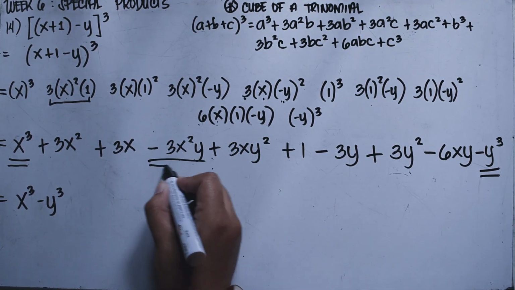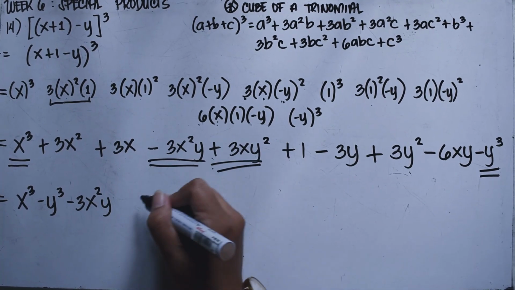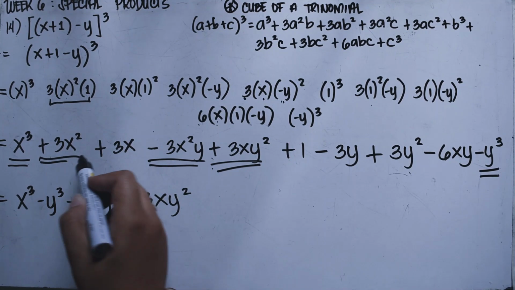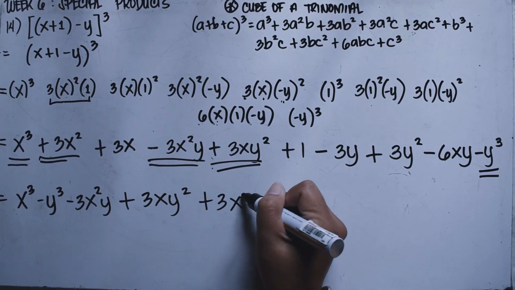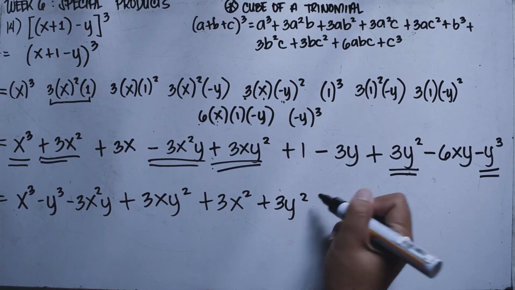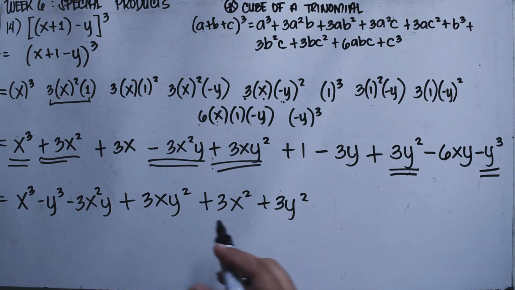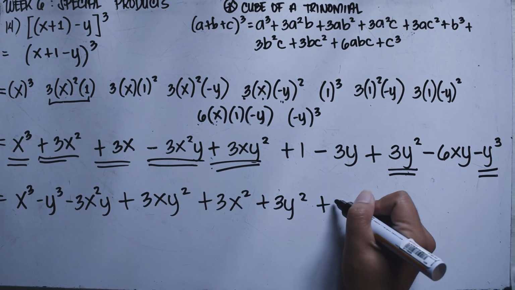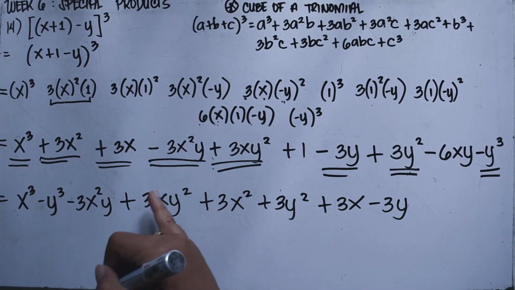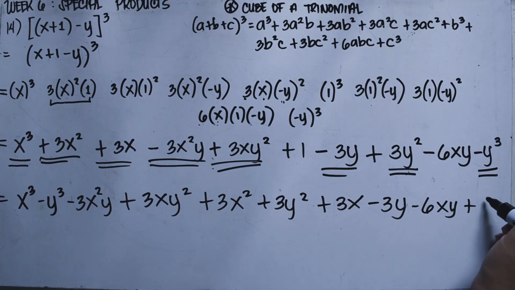So, ito yung sunod. So, we have negative 3x squared y. And then, ito, we have positive 3xy squared. So, ano pa? So, ito, may naka-squared pa. Si positive 3x squared. So, ito pa naka-squared. Si positive 3y squared. So, meron pa ba na naka-squared? Wala na. So, ano lang isusunod natin? So, ito na. Pwede na to si 3x. So, positive 3x. Sino pa? Ito, negative 3y. Sino pa dyan? O, ito, si negative 6xy. At saka si constant yung pinaka-huli.